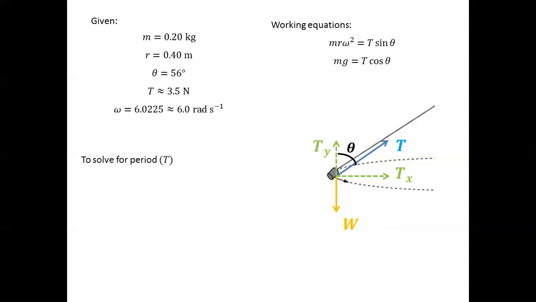And then lastly, we are asked to solve for the period. Now remember, angular velocity is equal to the angular displacement over the time taken. For one complete revolution, the angular displacement will be equal to 2 pi, and of course, the time taken will be the period. So angular velocity is equal to 2 pi over T. Manipulating this equation, we will be able to get a value of around 1 second for the period. So that's it. That's how we solve this problem.